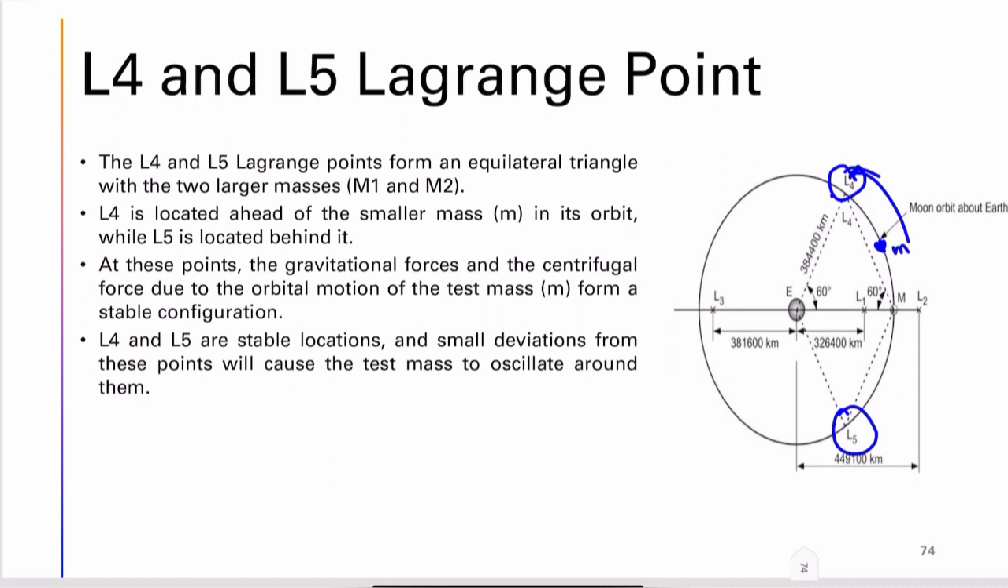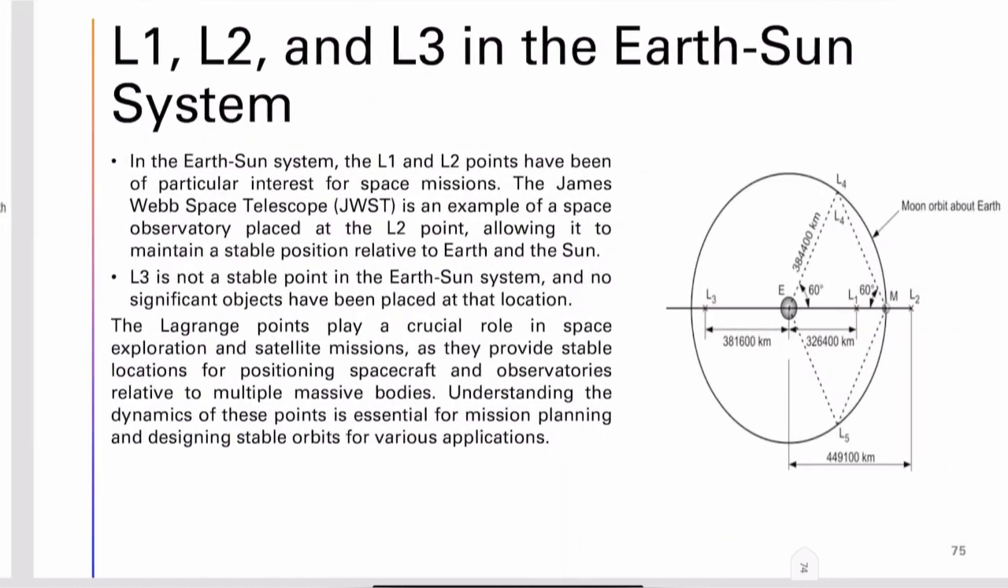At this point, the gravitational forces and centrifugal forces due to orbital motion of the test mass form a stable configuration, and L4 and L5 are the stable locations. Small deviations from these points will cause the test mass to oscillate around them. It will not go out of the path, it just oscillates around them. So it is a stable position, not like the previous one.